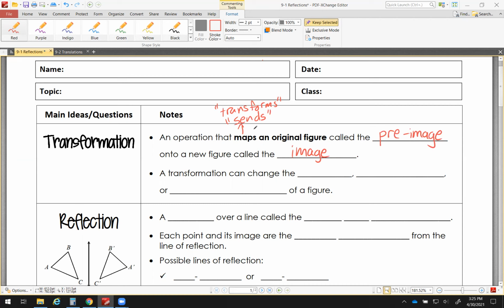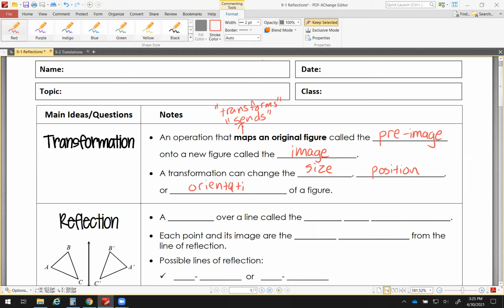Okay, so a transformation is something that we can do to a shape. The original is called the pre-image. The result after doing that transformation is called the image. Now, a transformation can change the size of a figure. It can change the position of a figure. And it can change the orientation of a figure.